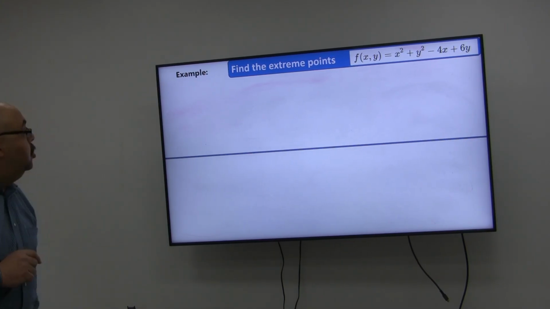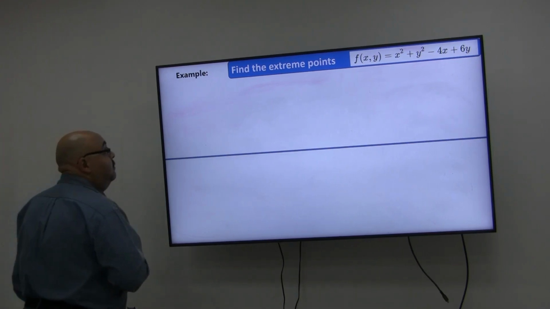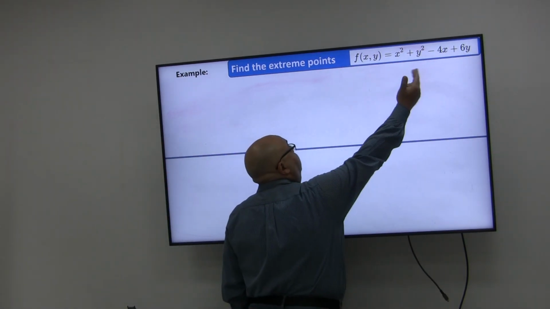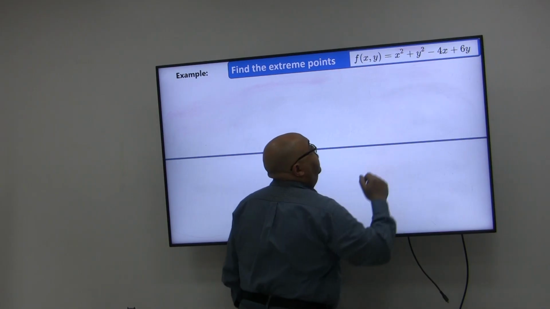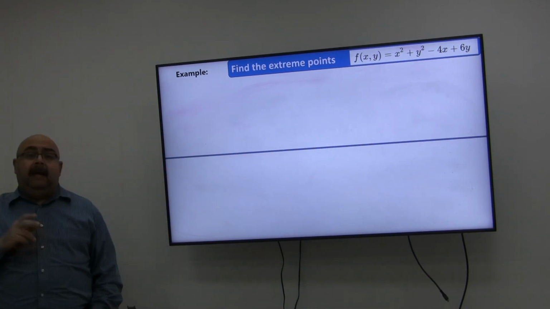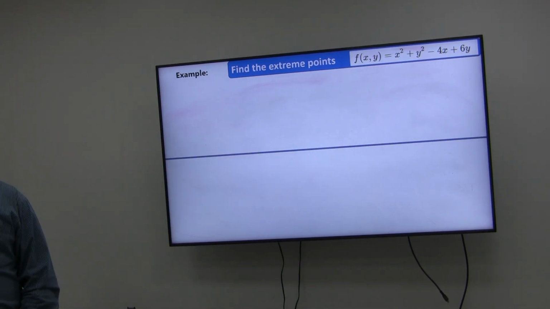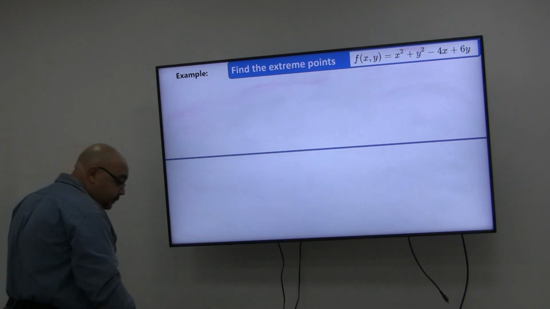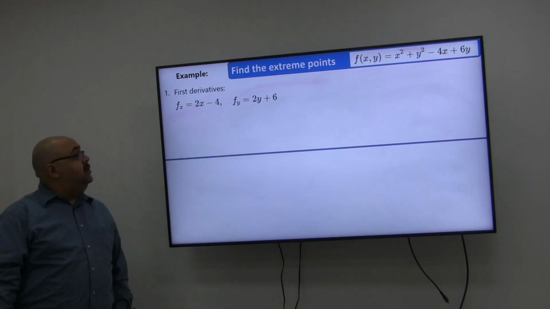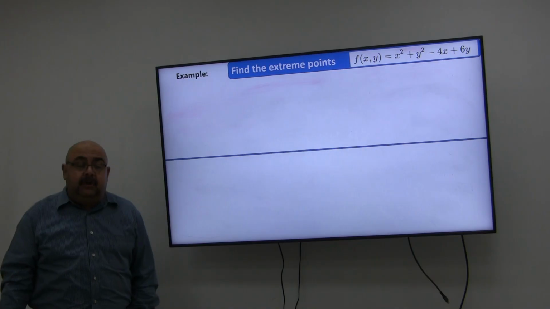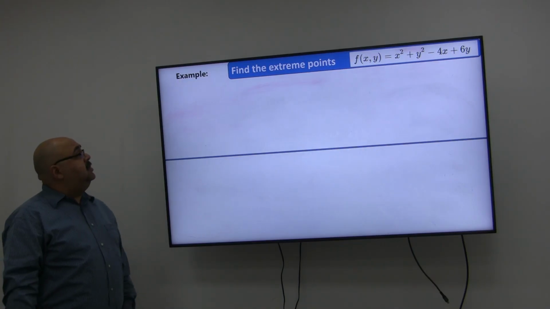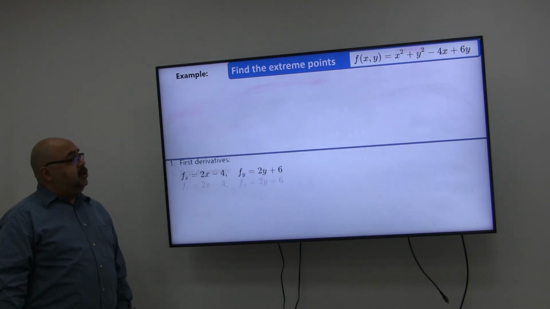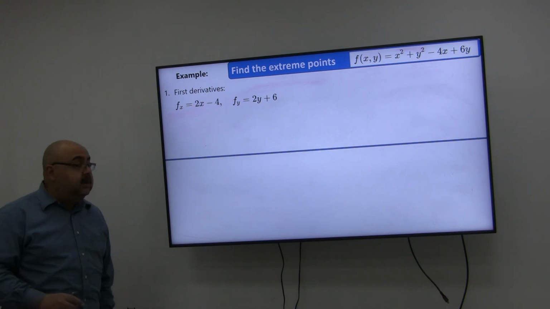I will have to go through them. The first of them, I have the multivariable function x squared plus y squared minus 4x plus 6y, and I will need to analyze this problem or find the extremum of this function if they exist. So the first step is to get the first partial derivatives. Let's get the partial derivatives of this function.